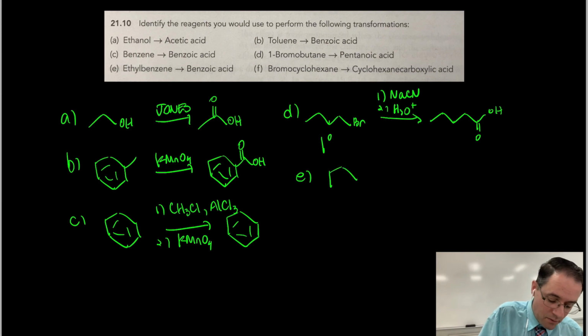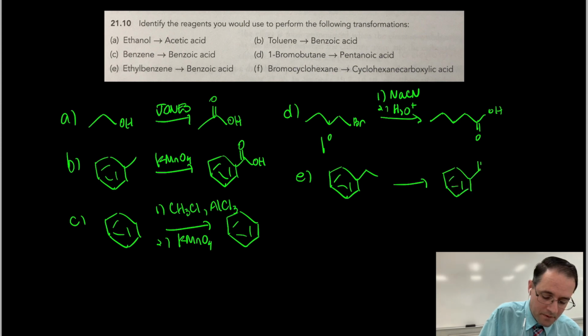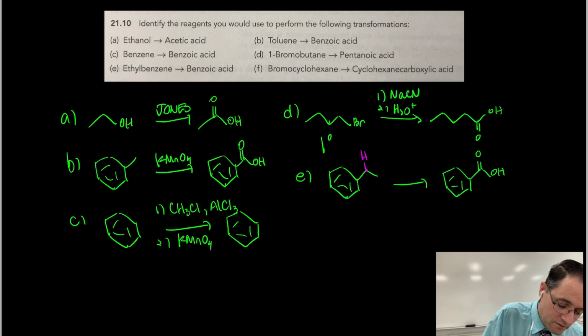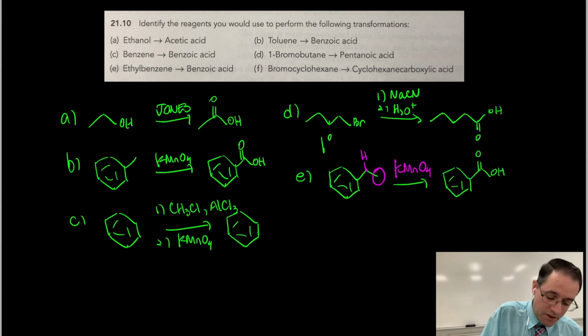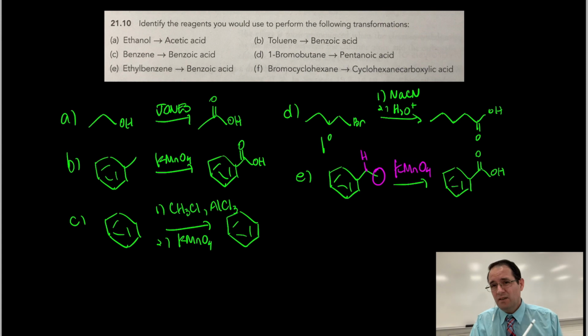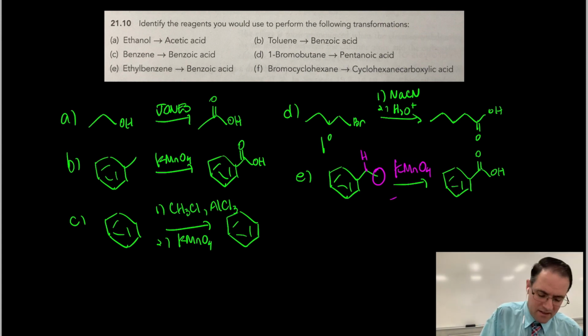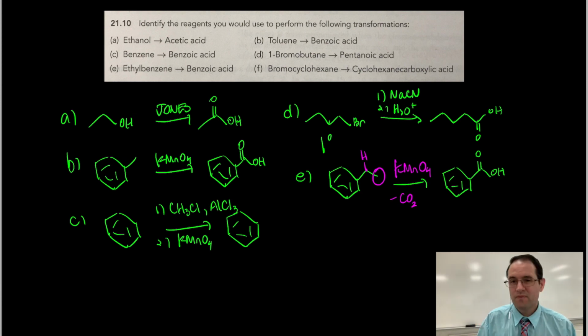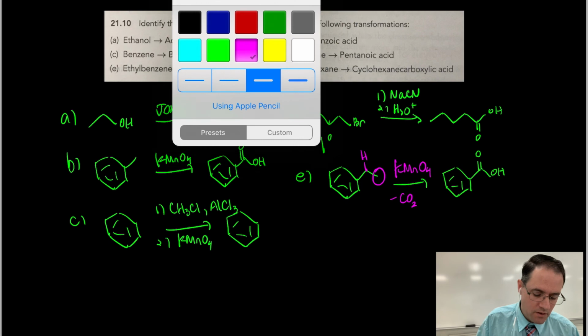Ethyl benzene to benzoic acid. So again, remember that if you have a benzylic hydrogen, you can blast this molecule with potassium permanganate and it'll remove all of the other carbons. Where does that carbon go? It's carbon dioxide. So if you really want, you could write minus CO2 on the bottom. That gets evaporated or leaves the reaction flask.